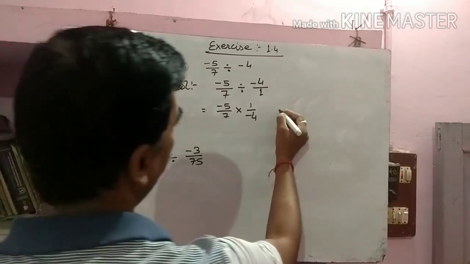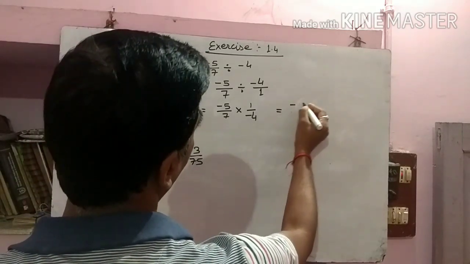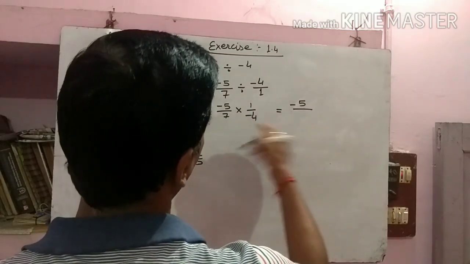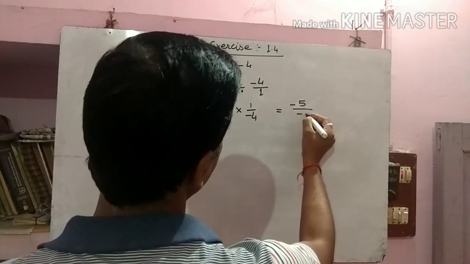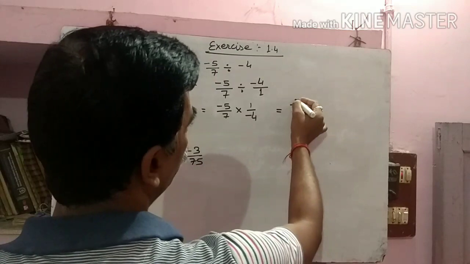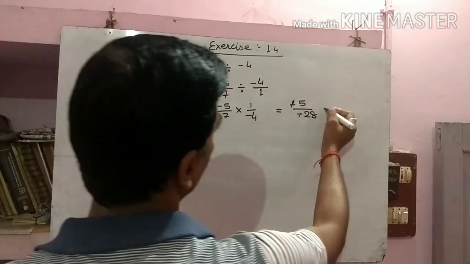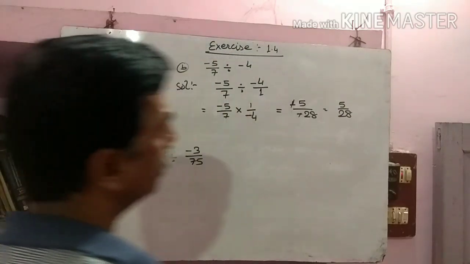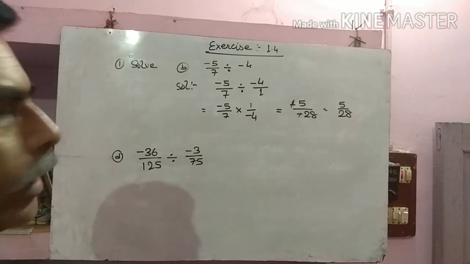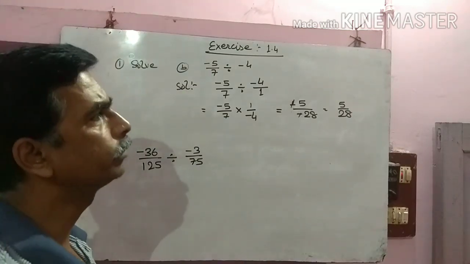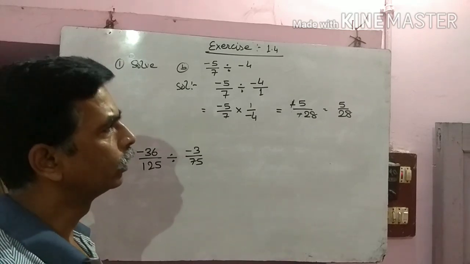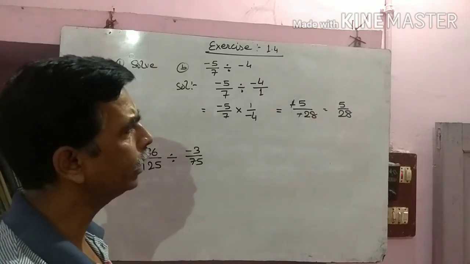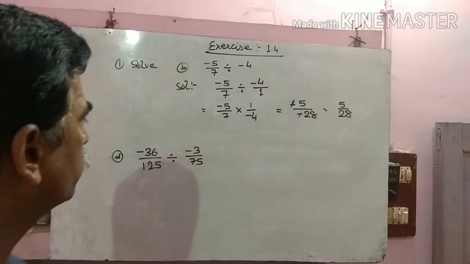As we discussed in the definition, you can write minus 5 by 7 into 1 by minus 4. Then it becomes minus 5 into 1, which is minus 5, and minus 4 into 7, which is minus 28. Both of them have the negative sign, so it becomes positive 5 by 28. Any rational number is positive if its numerator and denominator both have the same sign, either positive or negative. So both have the negative sign, these signs cancel, and finally we get 5 by 28.